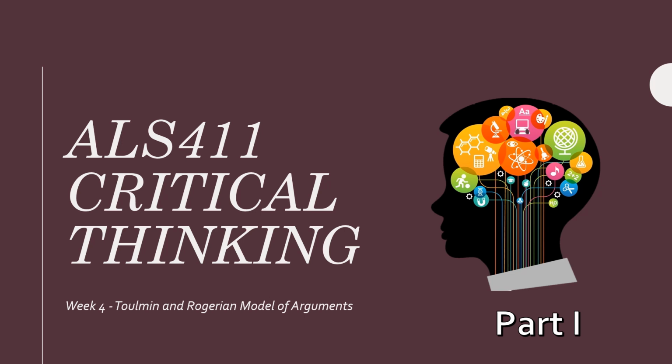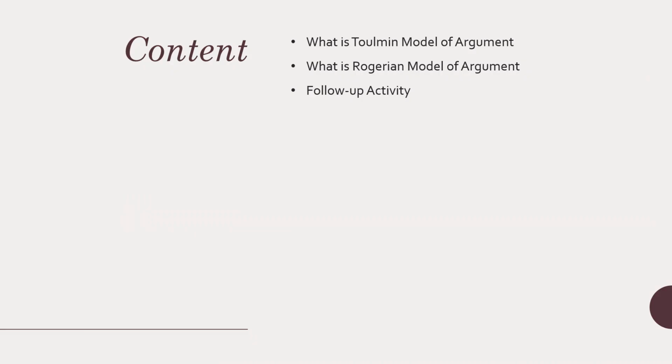Now, this week we are going to focus on two types of model of arguments. So we have what we call Toulmin model of arguments and Rogerian model of arguments. So the first part I will explain on Toulmin model of argument. Okay. All right. So basically, this is the content.